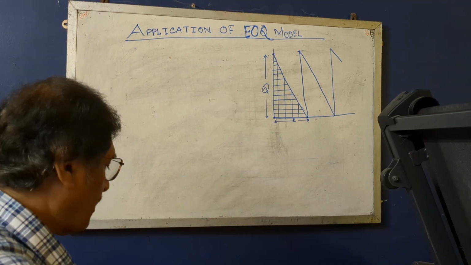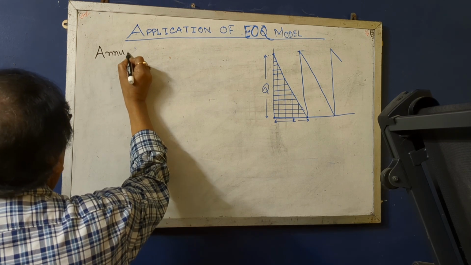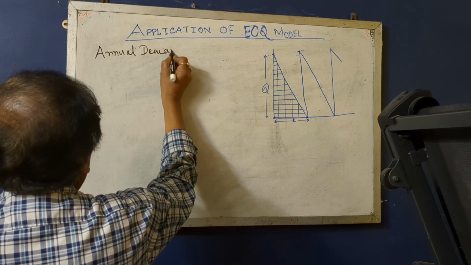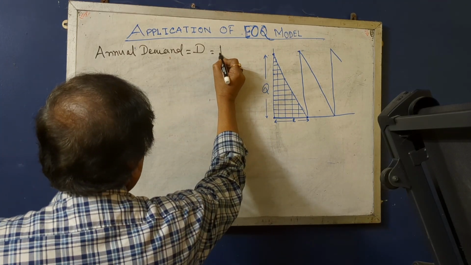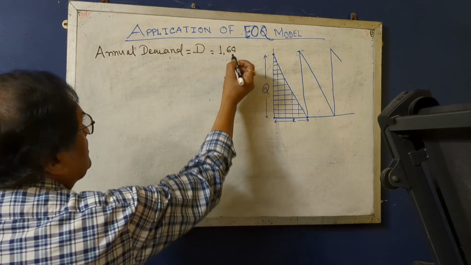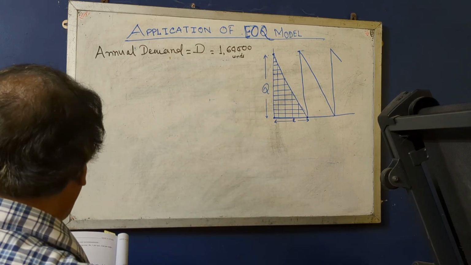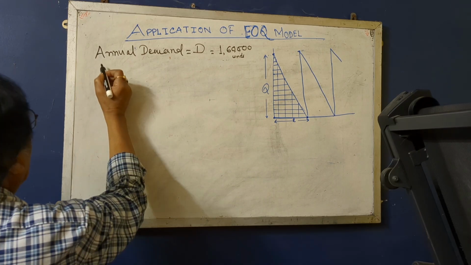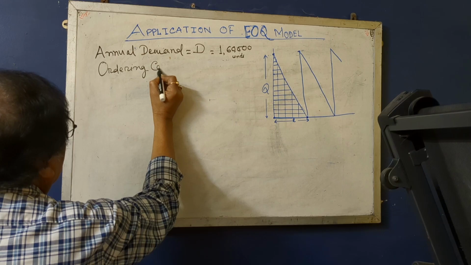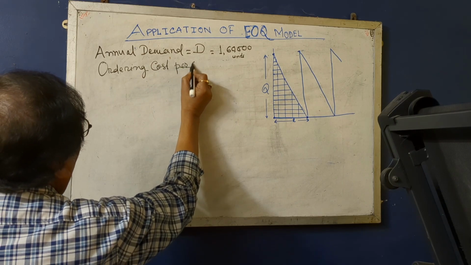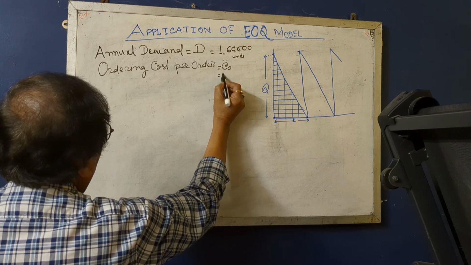What information is given in the problem that I am writing first? First, annual demand is given. Say D is equal to 1,60,000 units. This is the demand. Okay. And ordering cost per order is also given in your problem. So this is CO is equal to rupees 50.